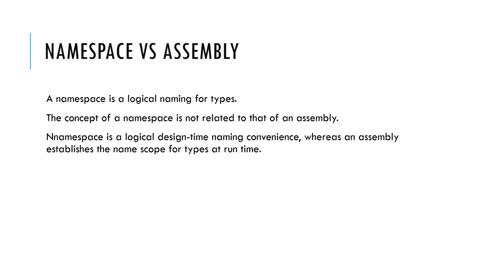What is the difference between a namespace and an assembly? A namespace is the logical naming for the types. The concept of namespace is not related to that of an assembly. The namespace is a logical design time naming convenience, whereas an assembly establishes the name scope for the types at runtime.